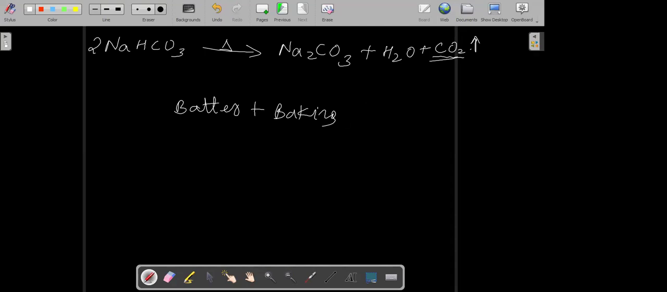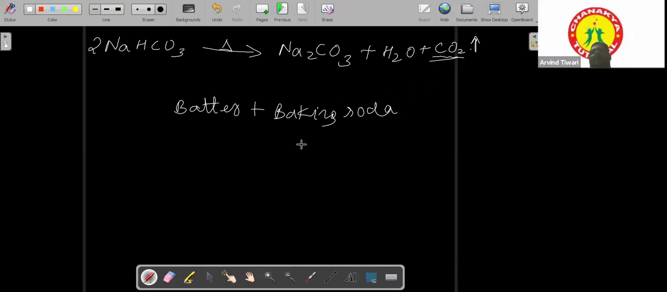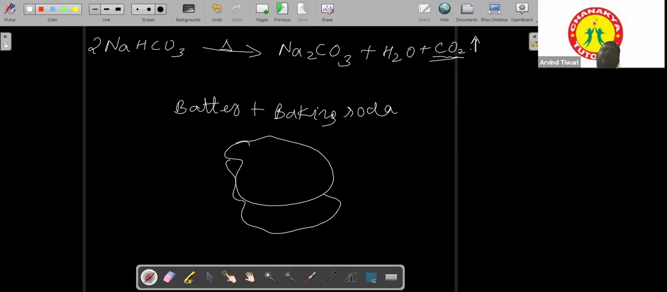Yes, sir. Here carbon dioxide gas will be produced, and this is your batter. This carbon dioxide gas, when it tries to move up, tries to come out of it. In this process, when it comes out, it creates some pores or holes in it. The holes or pores created in this make the cake spongy. Got it?